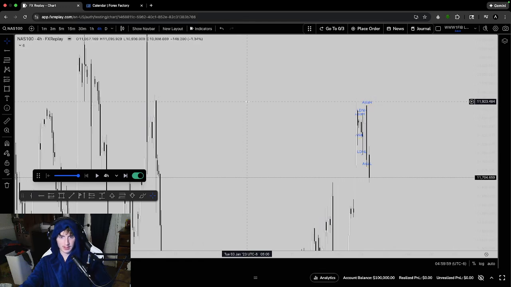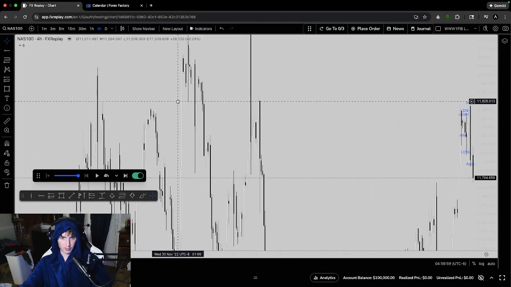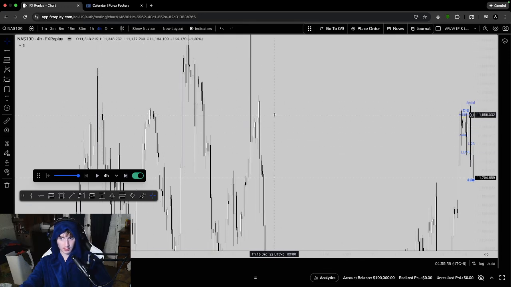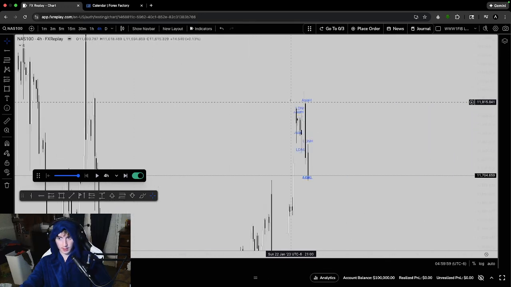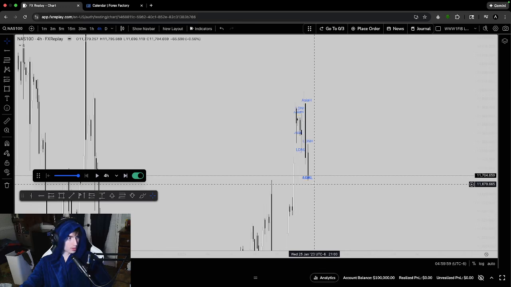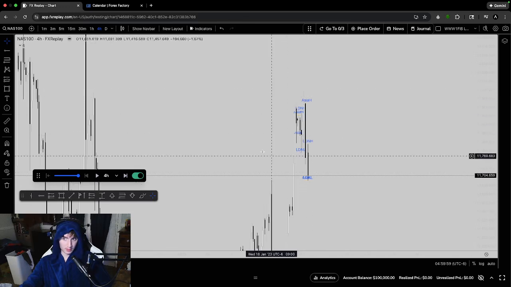And as predicted, based on this level of support right here that we've had multiple times, we rejected here, here, here, here. We had yet another rejection, we had a double top, and then we had a rejection off of this.